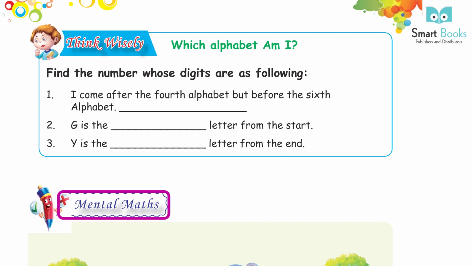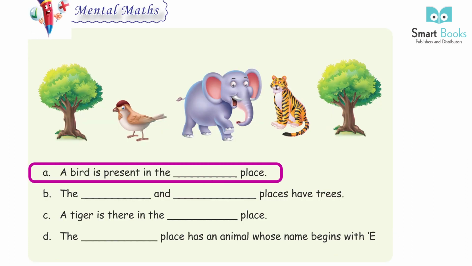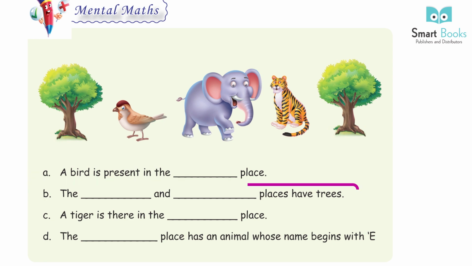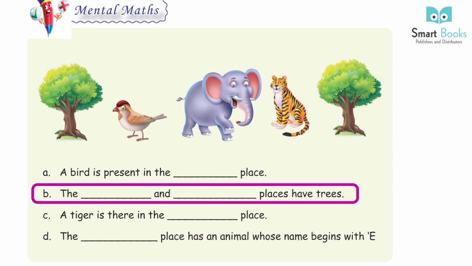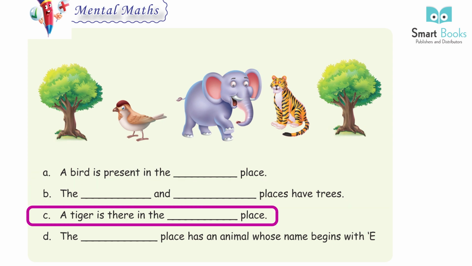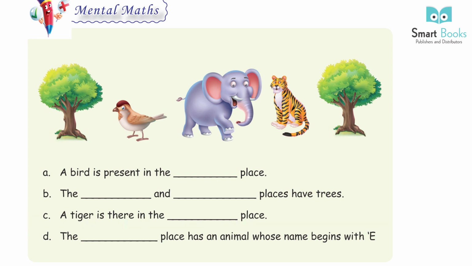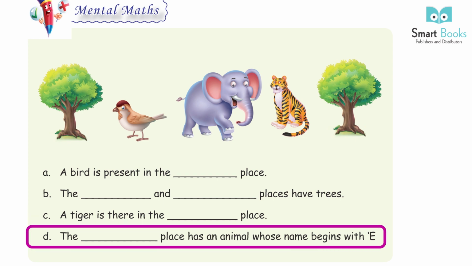Mental maths. A. A bird is present in the dash place. B. The dash and dash places have trees. C. A tiger is there in the dash place. D. The dash place has an animal whose name begins with E.